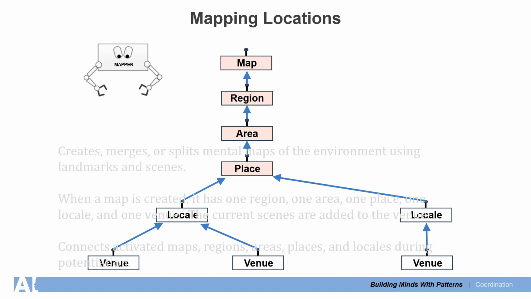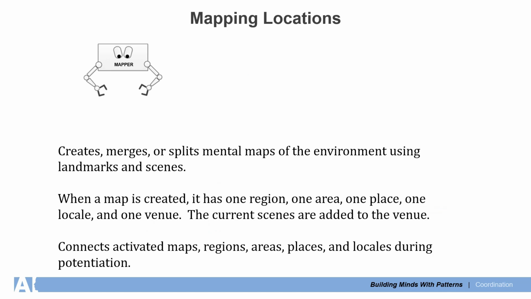And chunking. The mapper creates, merges, or splits mental maps of the environment using landmarks and scenes. When a map is created, it has one region, one area, one place, one locale, and one venue. The current scenes are added to the venue. The mapper connects activated maps, regions, areas, places, and locales during potentiation.